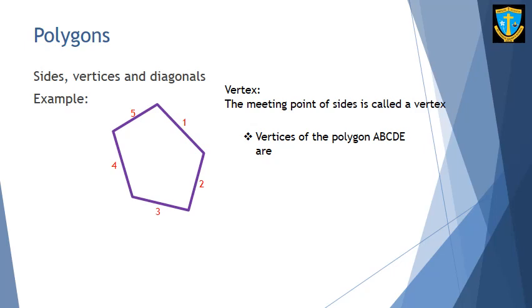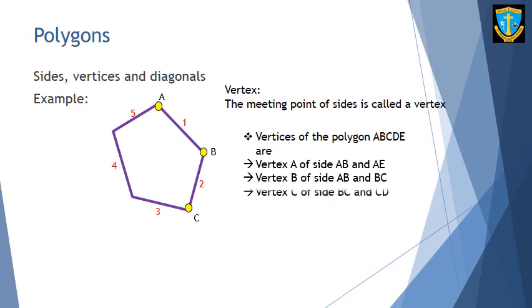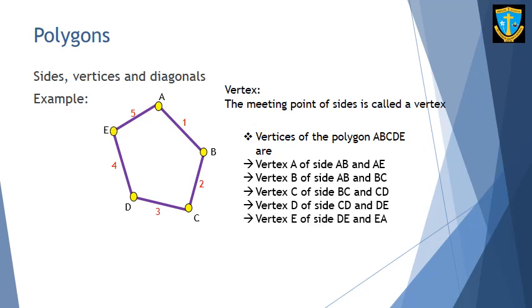Vertex. A vertex is the meeting point of the sides. Vertices of the polygon ABCDE are point A. We say vertex A of side AB and AE. Then vertex B of which sides? Side AB and BC. Then vertex C is of side BC and CD. Vertex D of side CD and DE. And the last one, vertex E of side DE and EA.